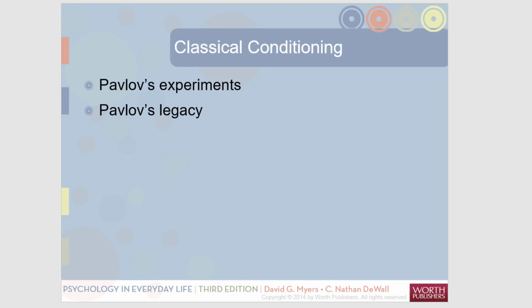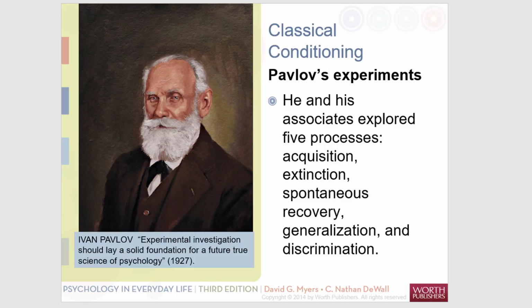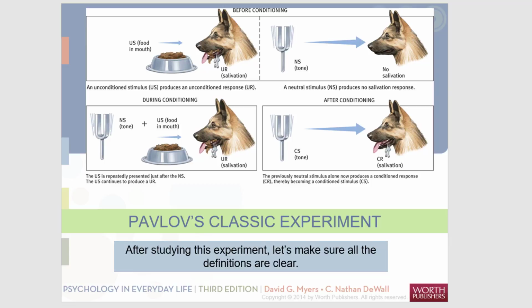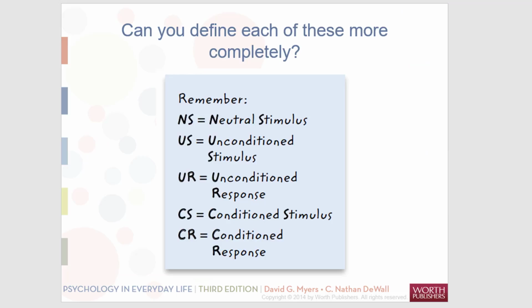Pavlov's experiments, Pavlov's legacy. Pavlov demonstrated that dogs could learn to associate a neutral stimulus, such as the sound of a bell, with an automatic behavior, such as salivating for food. Look at the slide. These are all the behaviors in classical conditioning.